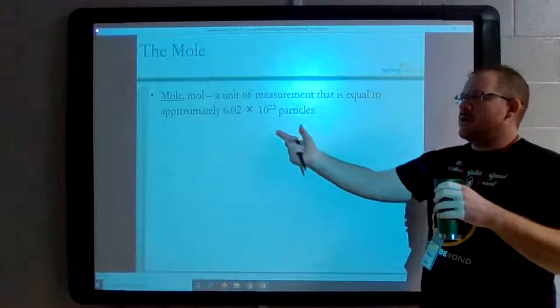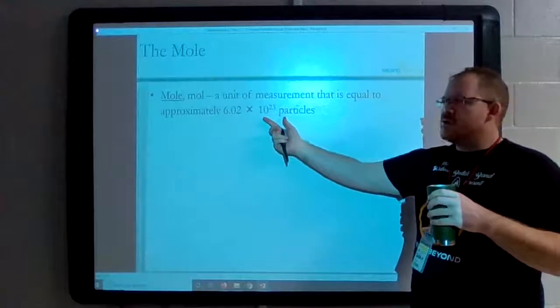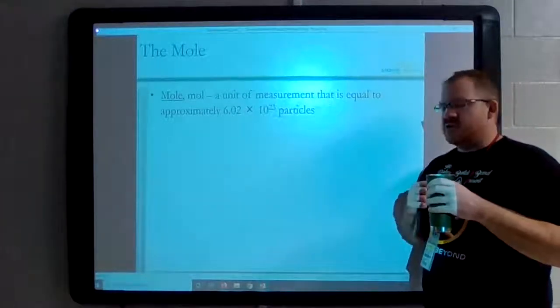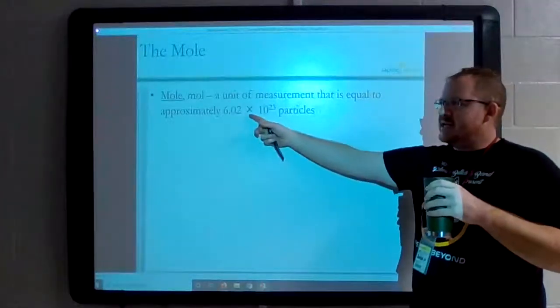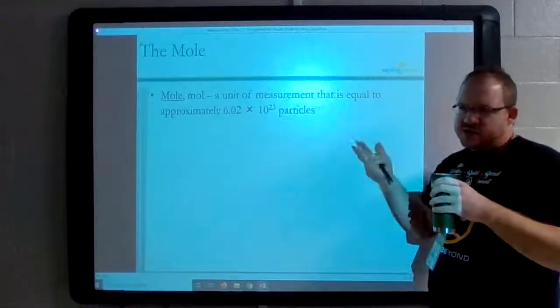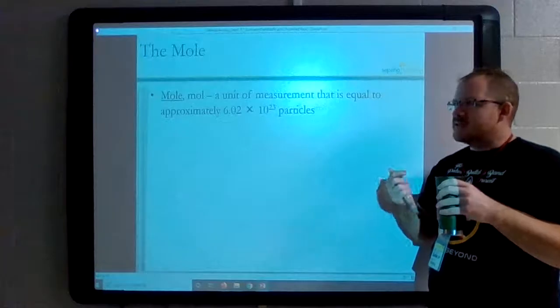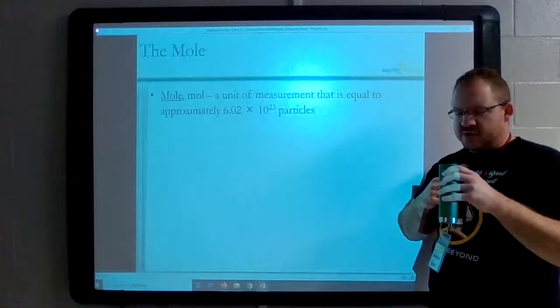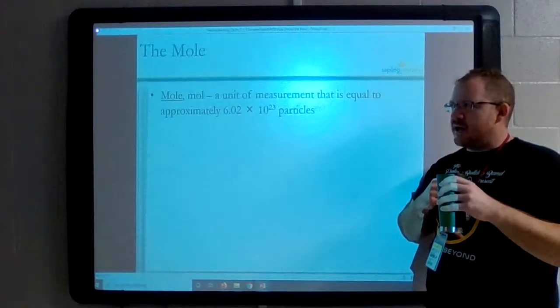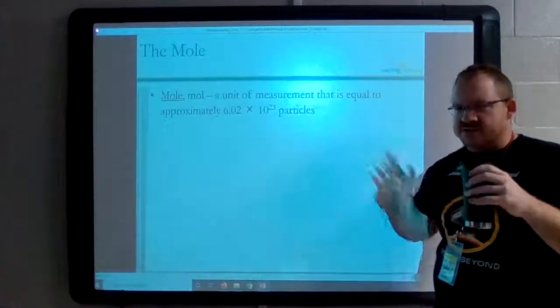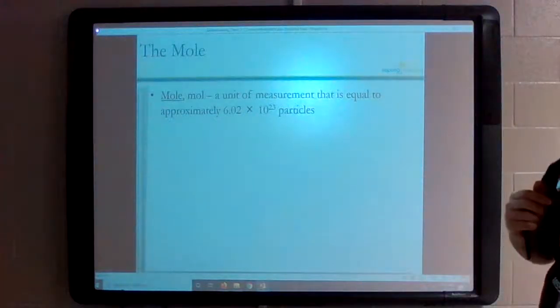The number for a mole is 6.022 times 10 to the 23rd. I did list an extra 2 here. I'd like you to try to use that number and try to remember it as 6.022. Sapling only gives you the 6.02 times 10 to the 23rd, but you get a little bit better answers if you use that second 2.